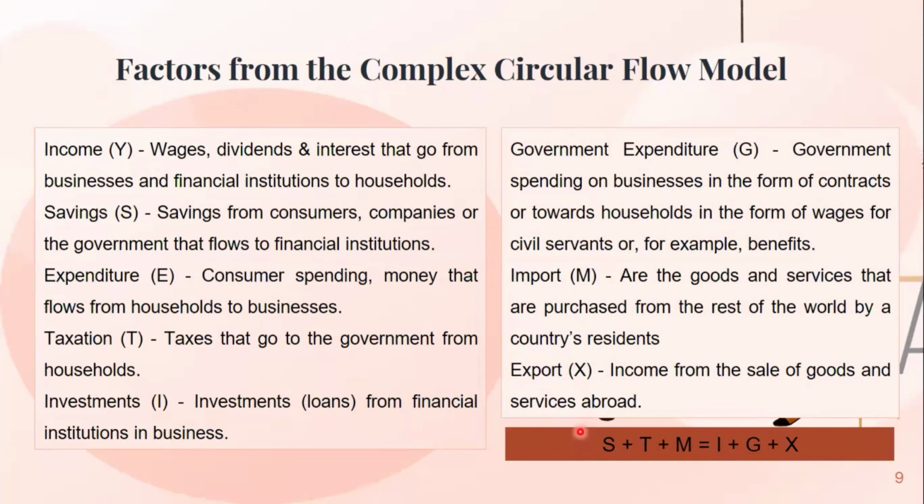So we can therefore conclude that in order for an economy to achieve equilibrium level of national income, whatever withdrawals in the income flow, the savings, taxes, and imports, must be injected back to the economy through investment, government expenditure, and export.